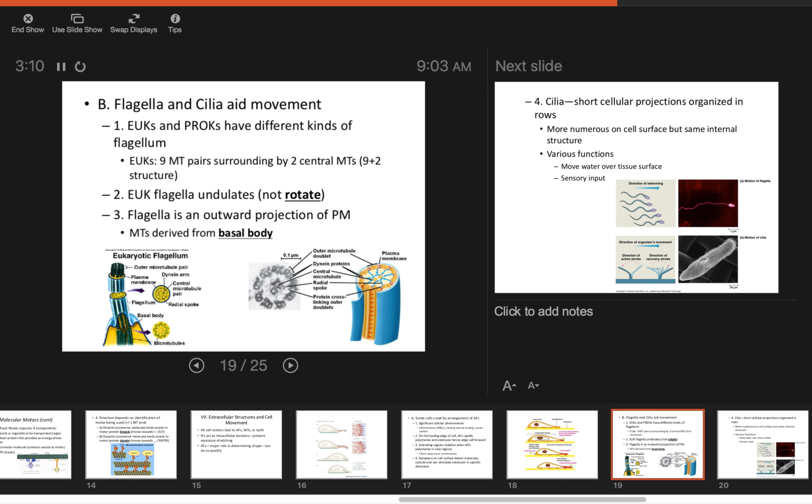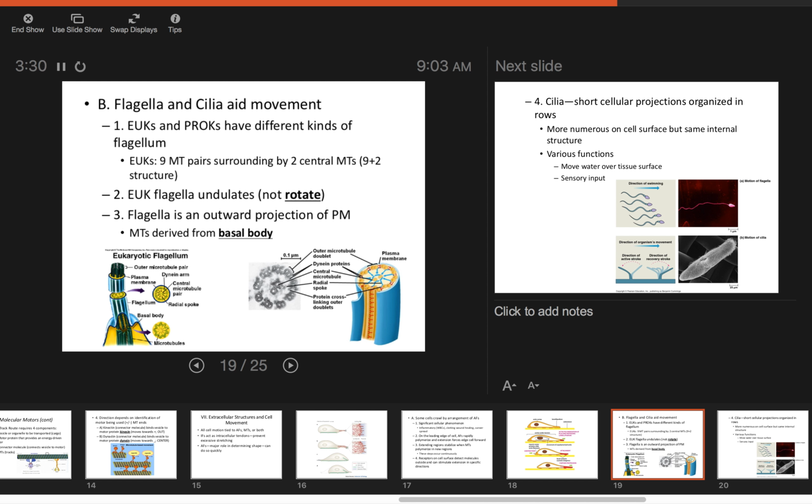If you see a different type of arrangement, you say it's prokaryotic. Another difference is that the eukaryotic flagella undulates. It doesn't rotate like a propeller. Instead, it's kind of doing this. Think of a snake motion, okay? Flagella is also an outward projection of the plasma membrane, so keep that in mind.